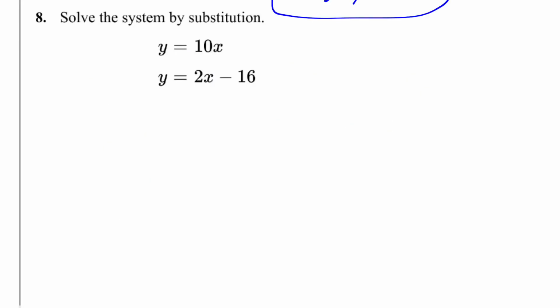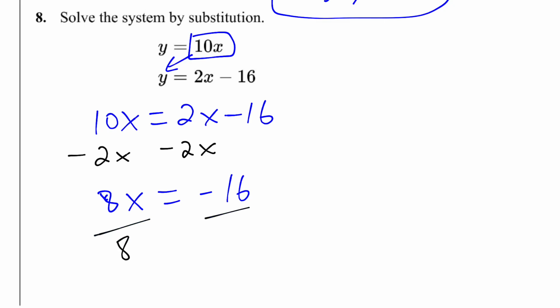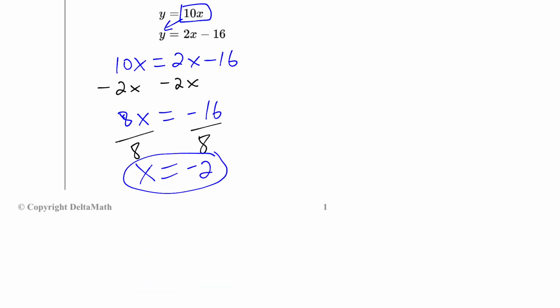Number 8, let's set the 2 equal to each other. So this is substituted in for y in the other equation. Next, let's move over the 2x by subtracting to cancel it out because it was positive. Let's divide by whatever's in front of the letter, which is an 8 here. We have x is equal to negative 2. That's half of our answer. So if I was to write x comma y, negative 2 goes in right here.